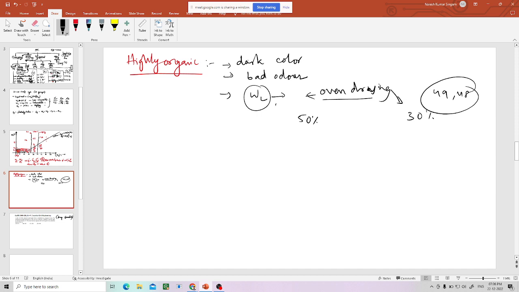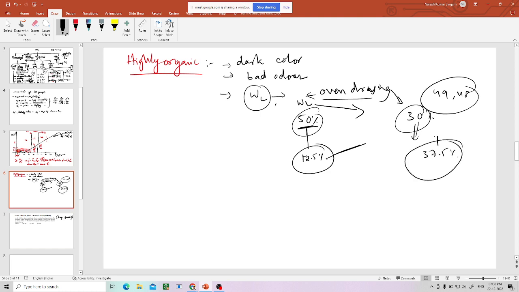So after oven drying, if it is drastically decreasing, then you can say it is highly organic soil. How much do you have to tell? It's not just 30, that was an example. If it decreases by more than 25% of its initial value, what is 25% of this 50%? 25% is 12.5, right? So if the original WL of 50 decreases by this much, that means 50 minus 12.5 is 37.5. If you get less than 37.5%, you can say that it is highly organic soil.